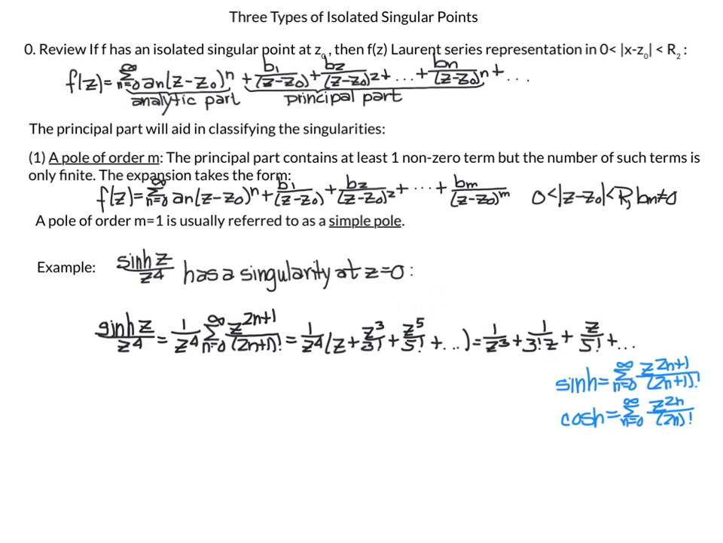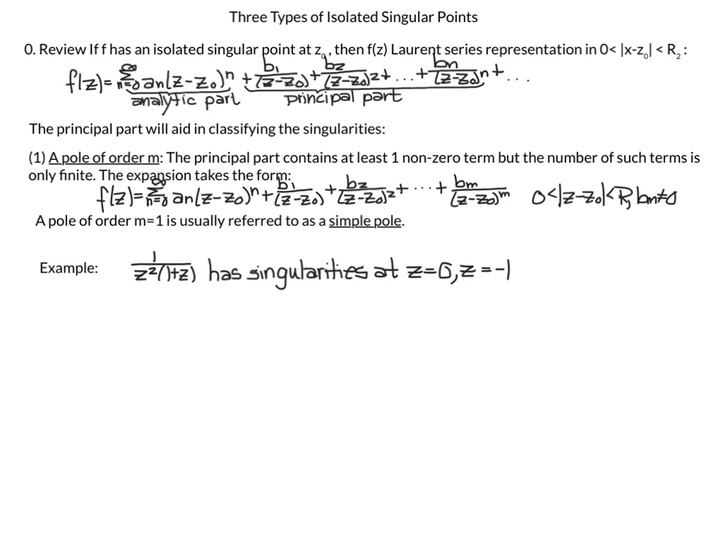Over here, this gives me my first positive exponent, z over 5 factorial, and the rest we have more positive exponents. This is the analytic portion after this z. We can see then our highest exponent in our principal part is this 3, which means z equals 0 is a pole of order 3, and then the residue of z equals 0, that's this coefficient at z to the negative 1, that's 1 over 3 factorial.